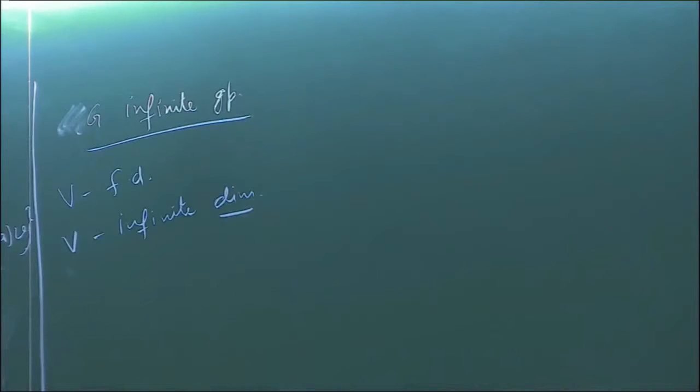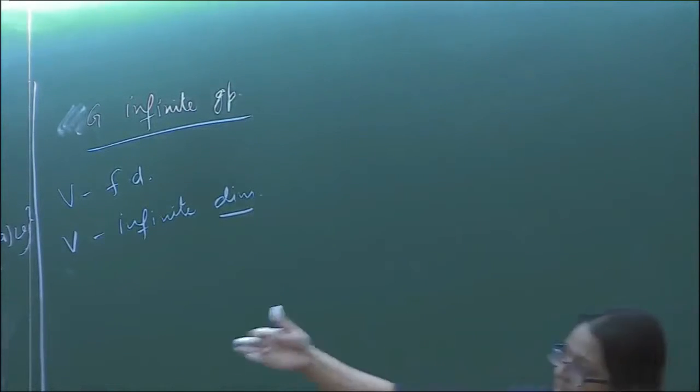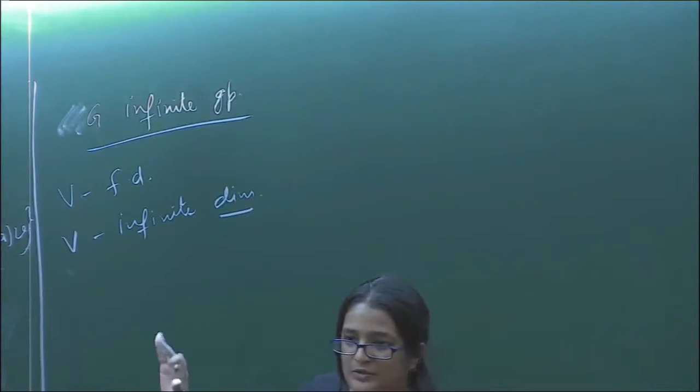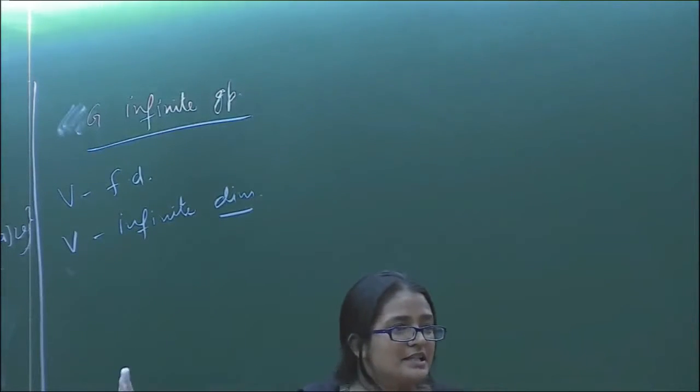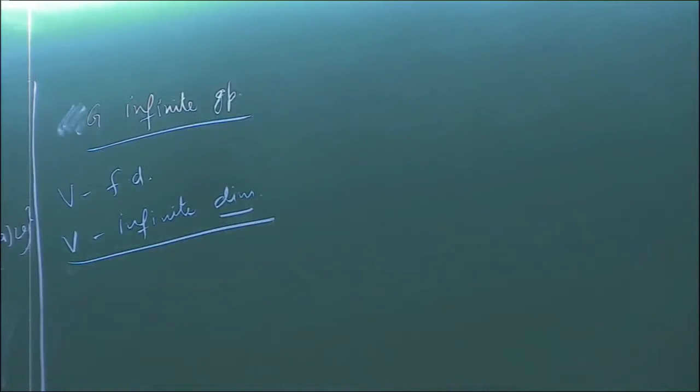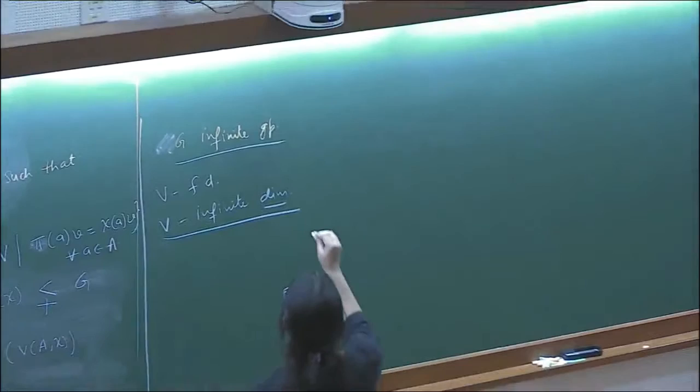So the question is for infinite dimensional representations. This argument doesn't work for the infinite dimensional representations of G. So from now onwards, I assume V is infinite dimensional. Okay, so V is infinite dimensional. So I cannot use this. Now let's see what problems I'm going to face for the infinite setting.